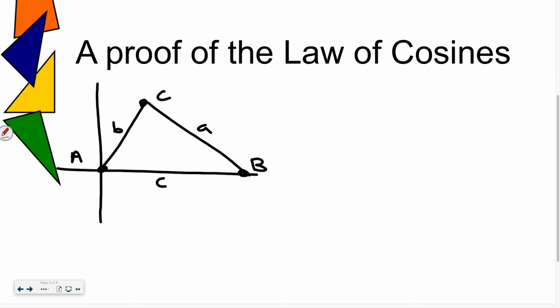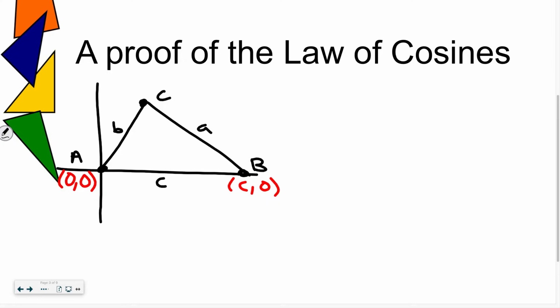So help me out. What's the ordered pair for vertex A? 0, 0. What's the ordered pair for vertex B? C, 0. I'm just going c to the right. Okay, that's the side length.